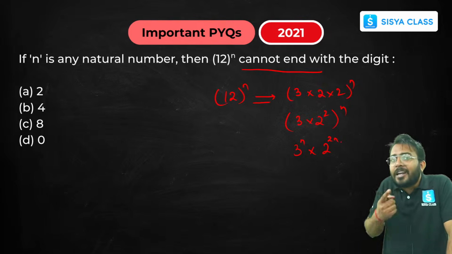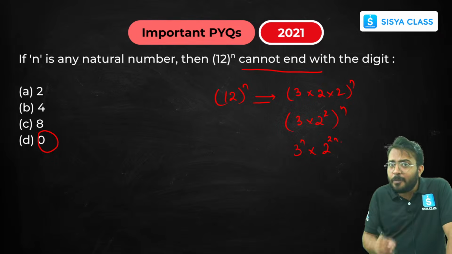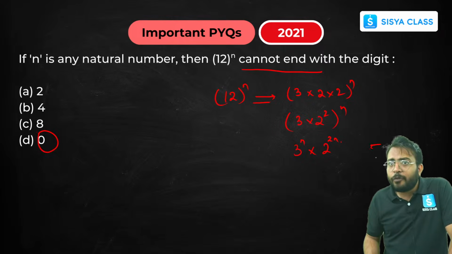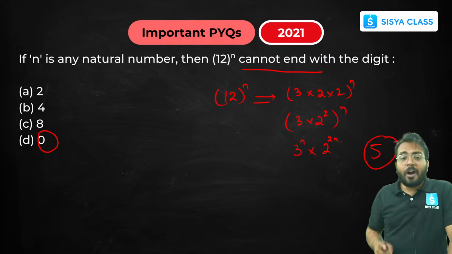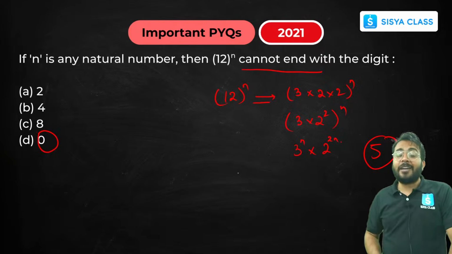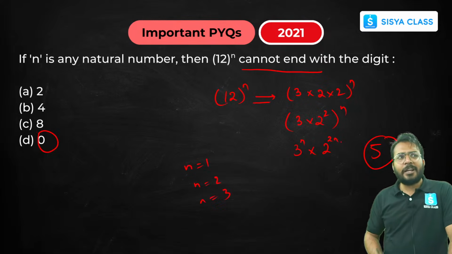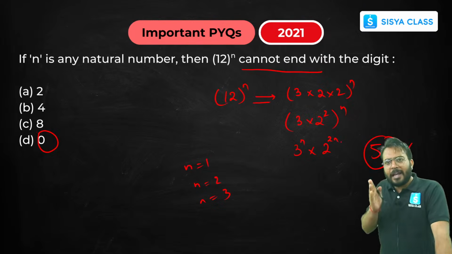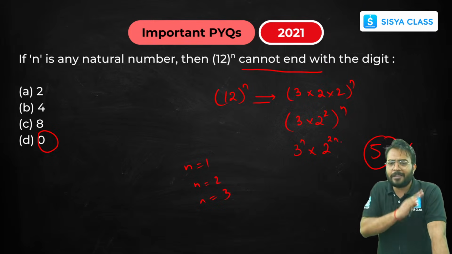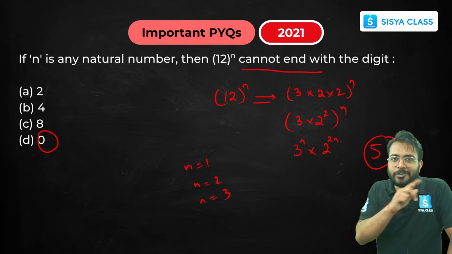And see, this number can't end with 0, yes or no? It can't end with 0. Why? Because it does not have 5 as a factor, or 5 in its prime factorisation. Understood my point? That's why this number can't end with 0. If you want, you can check by taking n as 1, n as 2 and n as 3. You will get 8 as the last digit, then 4, and then 2, but they are not going to have 0 at the ones place, all right.